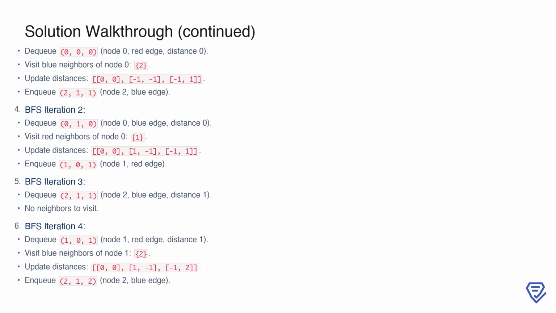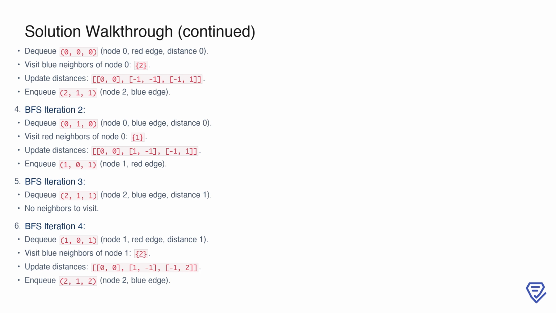The BFS process begins by dequeuing the first element, which is node 0 using a red edge at a distance of 0. From here, we check the blue neighbors of node 0, which is node 2. Since node 2 has not been reached via a blue edge yet, we update its distance to 1 and enqueue it with the information that it was reached via a blue edge.